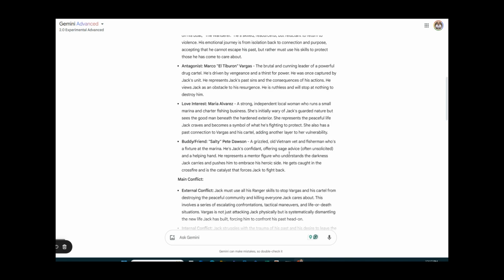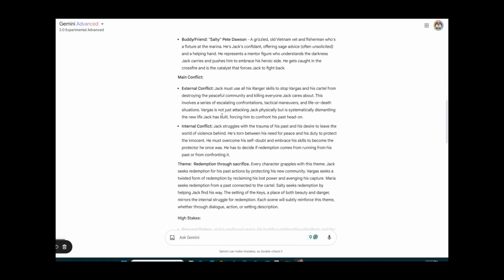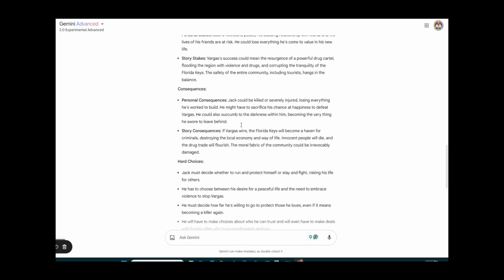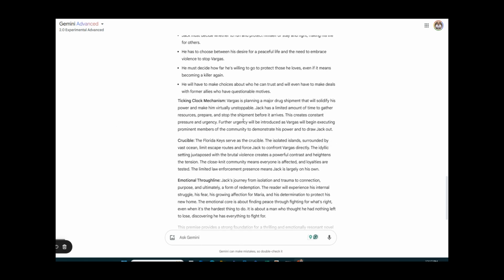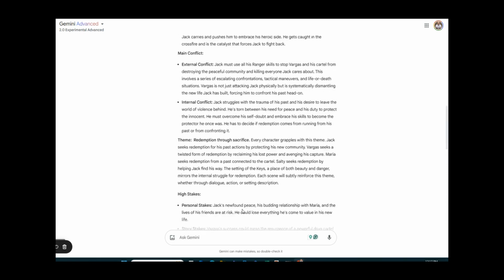And he's Jack's friend. He's a mentor, maybe with unsolicited advice. And so we have the conflict here, and we have the theme, redemption through sacrifice. We have high stakes, we have consequences, we have hard choices, a ticking clock mechanism. This is everything I asked for. I think it's very well laid out.